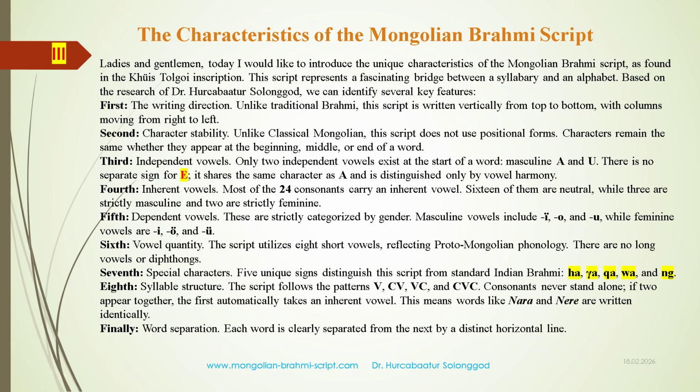Eighth, syllable structure. The script follows the patterns V, CV, VC, and CVC. Consonants never stand alone. If 2 appear together, the first automatically takes an inherent vowel. This means words like Nara and Nere are written identically. Finally, word separation. Each word is clearly separated from the next by a distinct horizontal line.